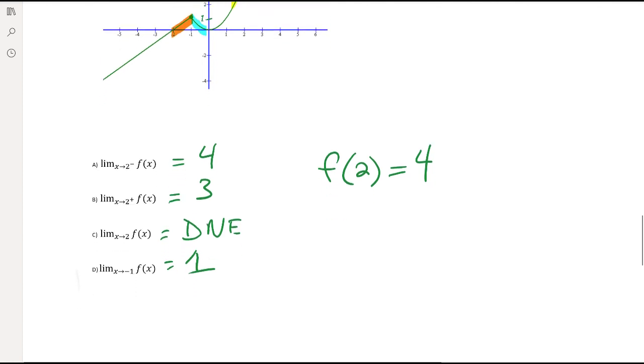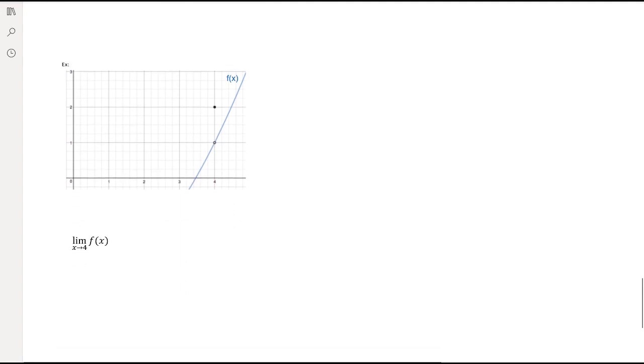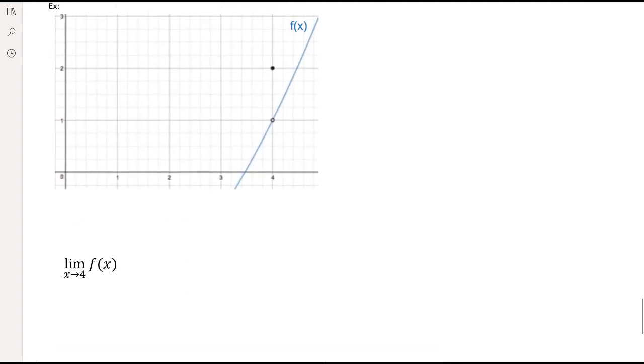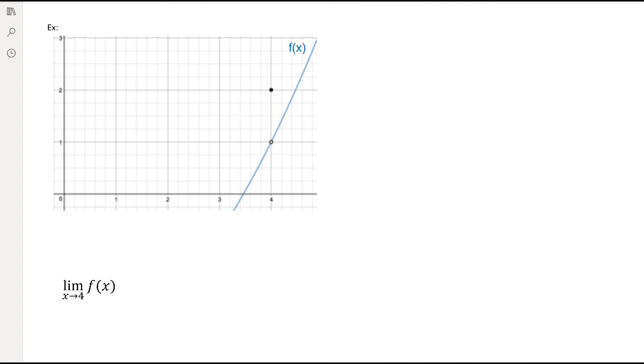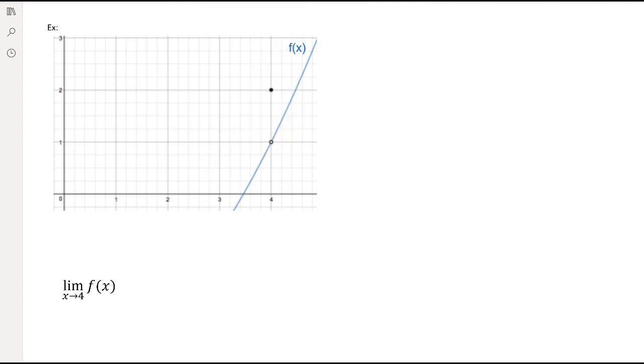Okay, one more quick question. Here we go. Let's enlarge this one. So here we have a graph. Look at the blue curve, the blue line, so to speak. They want us to find the limit as x approaches 4 from both sides, a two-sided limit. So once again, we have to do the same analysis as before.